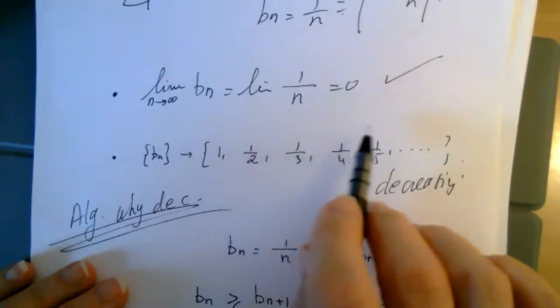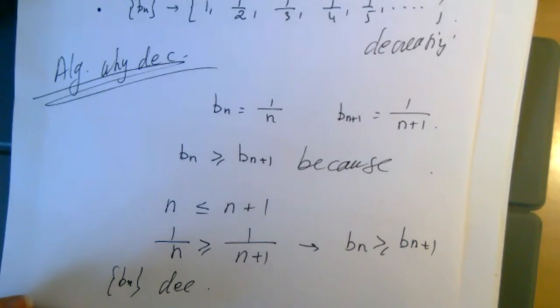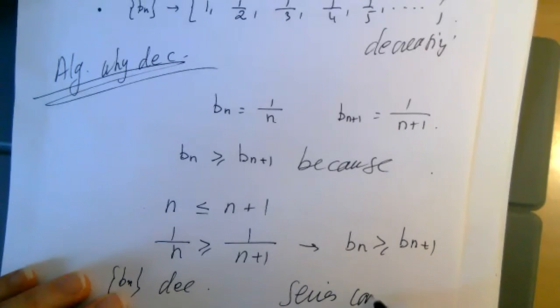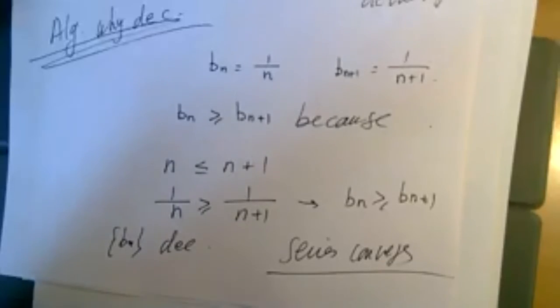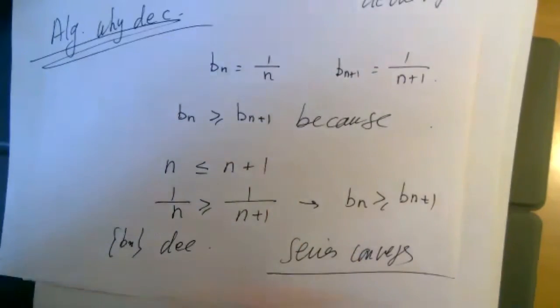So now two conditions are satisfied. The terms become very small, and the sequence bn is decreasing, so the series converges automatically. This test only works for alternating series. It doesn't work for anything else. Only for alternating series is this going to converge.